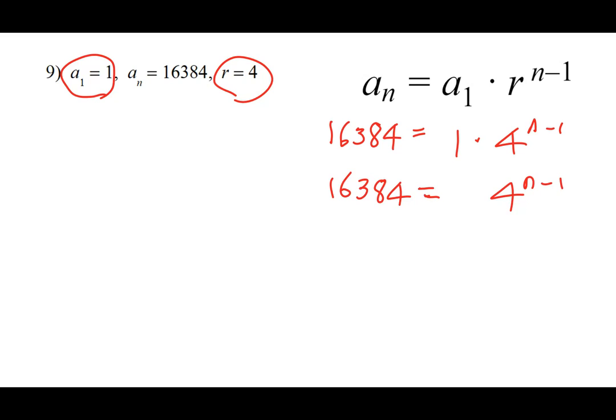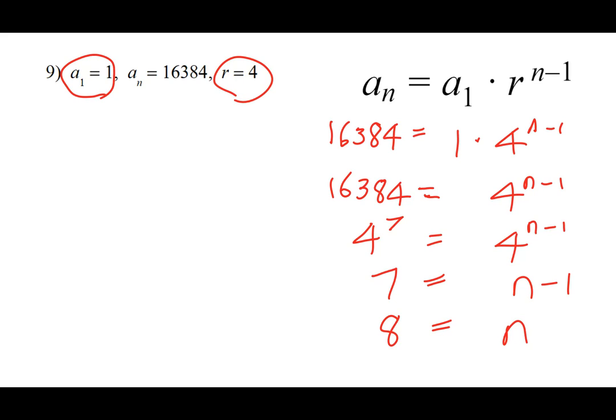And then you ask yourself 4 times what power gives you 16,384. So you got to plug it in, try it in a calculator. 4 to the 10th power, too big. 4 to the 8th power, still too big. And then 4 to the 7th power gives you 16,384. So now once you have that, you could cross out the base, which is 4. That's why we chose 4 to the what power, not 7 to the what power. And then when the 4 cancels out, you get 7 is equal to n minus 1. So adding 1 on both sides, you get n equals 8.